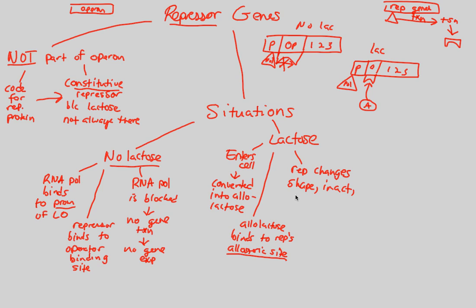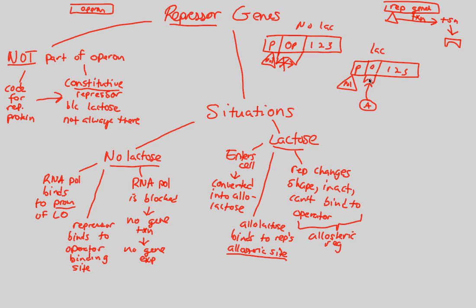And once it's inactivated, it can't bind to what? It can't bind to this operator region. It literally falls off. This whole idea right here is known as allosteric regulation. Regulation that is due to shape change. Allolactose is here because lactose is present. Lactose is converted to allolactose to bind to this binding site of our repressor protein that we drew over here.